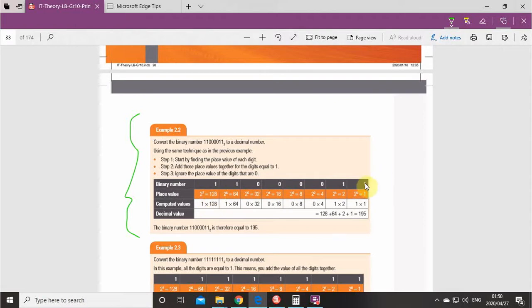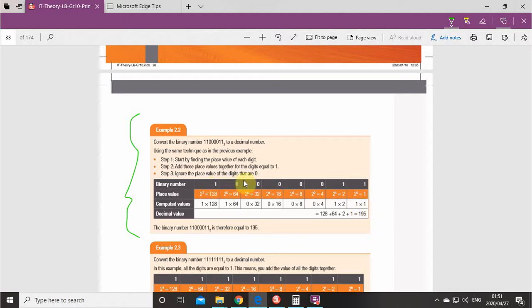Then from the left side, let's take 1 times 2 to the power of 7, which is 128. So 1 times 128 equals 128. Then we add 1 times 64, which is 64. Then 0 times 32 remains 0, so we don't have to do that one. 0 times 16 is 0, 0 times 8 is 0, 0 times 4 is 0, so we skip those. Then we get to 1 times 2, which is 2, so we add that to our answer. And then 1 times 1 is 1, so we add that. Altogether we have 128 plus 64 plus 2 plus 1, which gives us a total of 195.